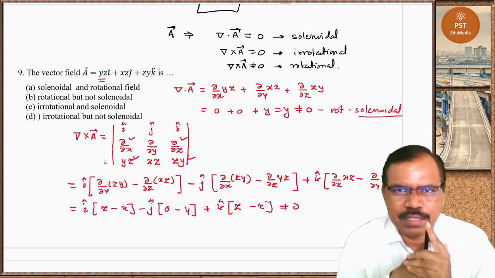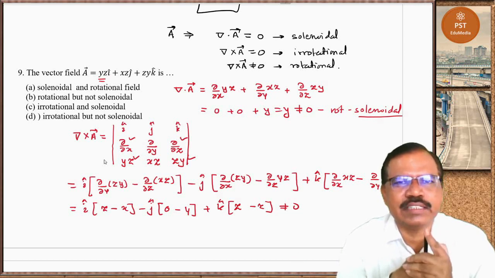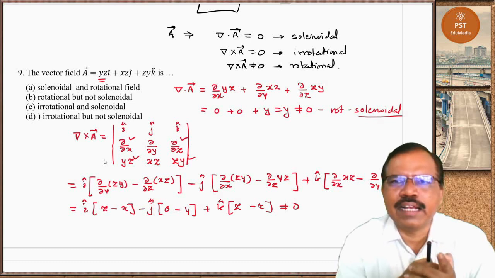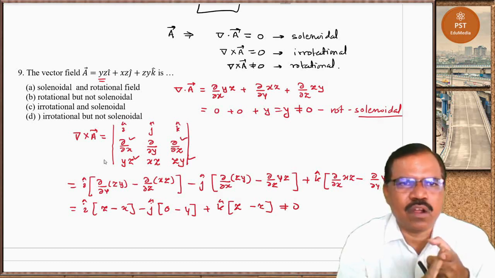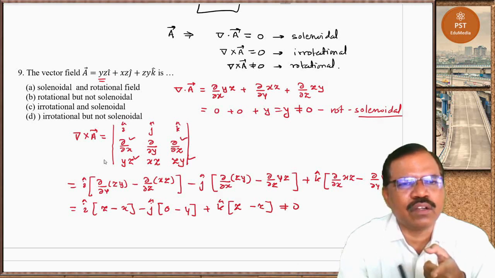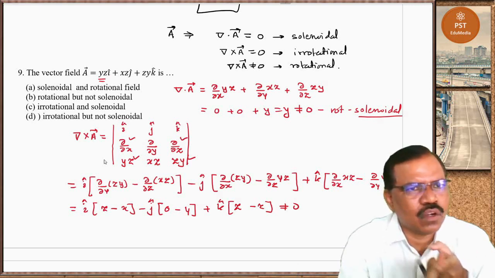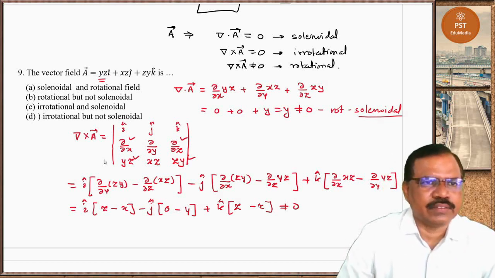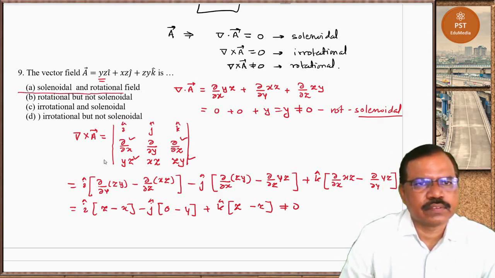B, rotational. It is rotational because del cross A is not 0, and del dot A is not 0 as well. Del dot A is not 0 means it is not solenoidal. And del cross A is not 0 means it is rotational. So the second one is correct.